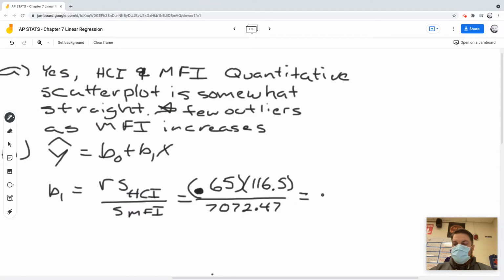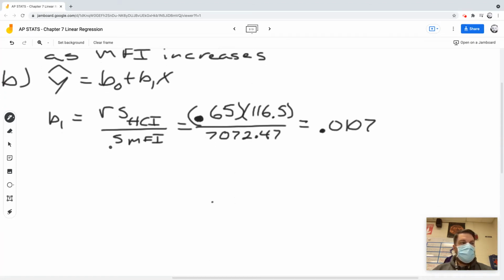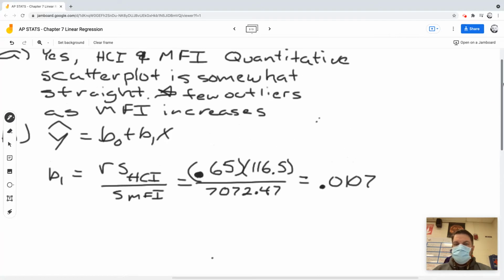And so that value is 0.0107. Okay. Now for b naught, you could solve for b naught by using this equation. So let me find some space here. If I use my equation, let me come up here because I'll need a little bit of space.